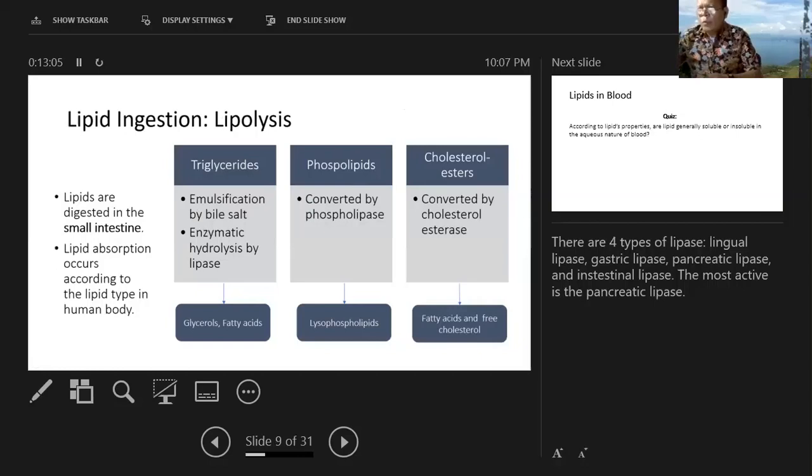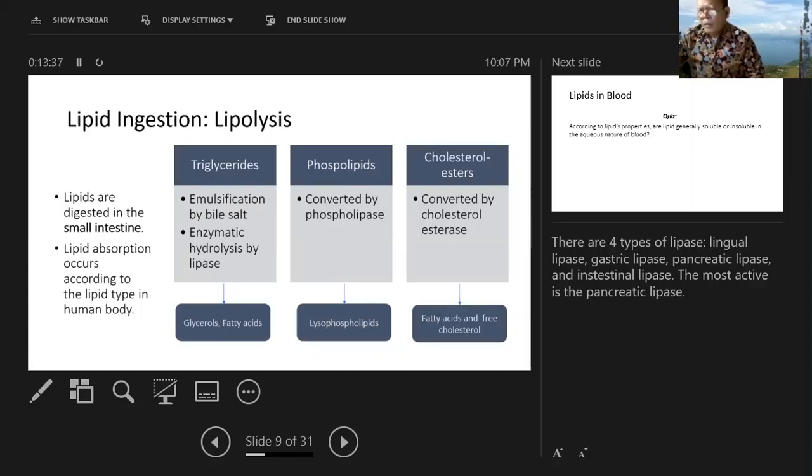Now let's look at lipid digestion, or what we call lipolysis. There are 4 types of lipase: lingual lipase, gastric lipase, pancreatic lipase, and intestinal lipase. The most active is pancreatic lipase.